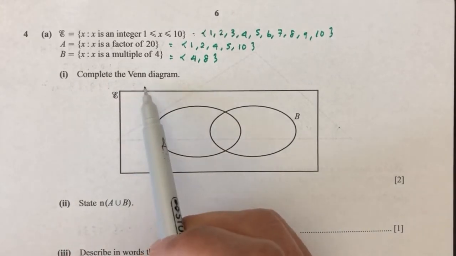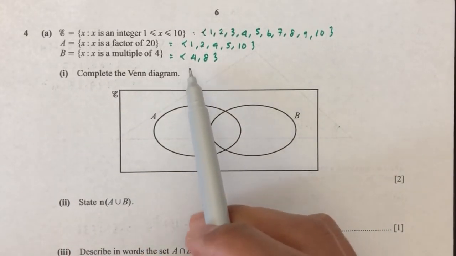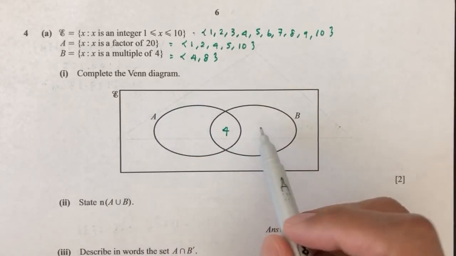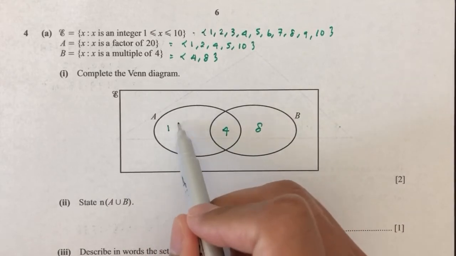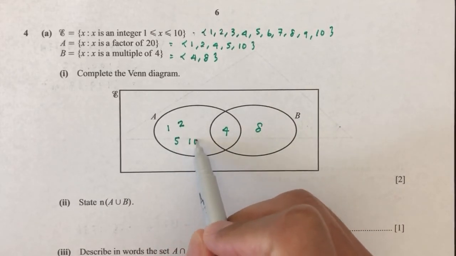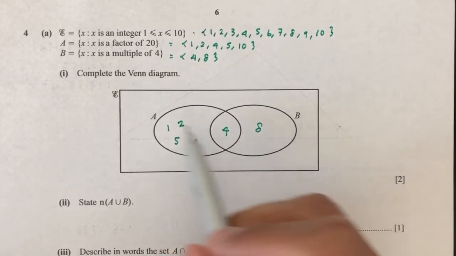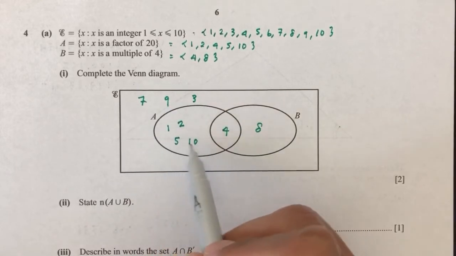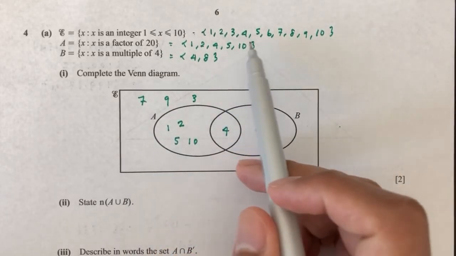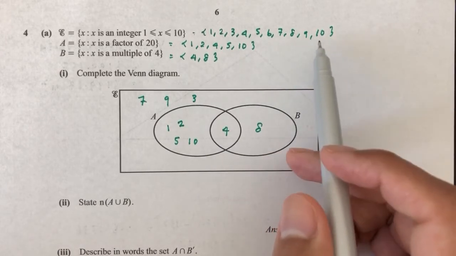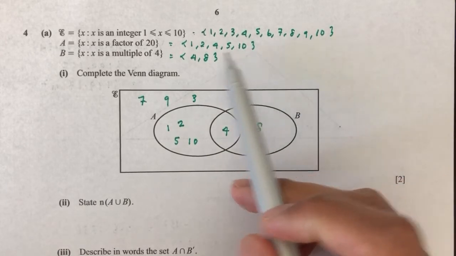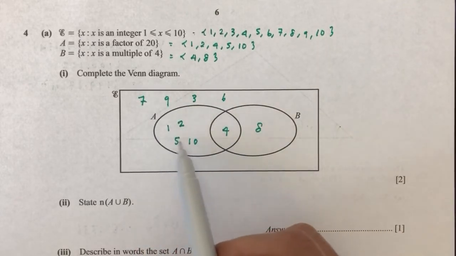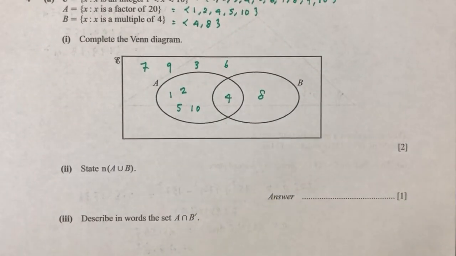So part 1, complete the Venn diagram. So what is in common between those two? It is 4 is in common, and the rest for B is 8. And here we have 1, 2, 5, 10, and the rest will be outside. So one more number is missing, so what is missing here? So 6. So 1, 2, 3, 4, 5, 6, 7, 8, 9, 10. So 10. Good.